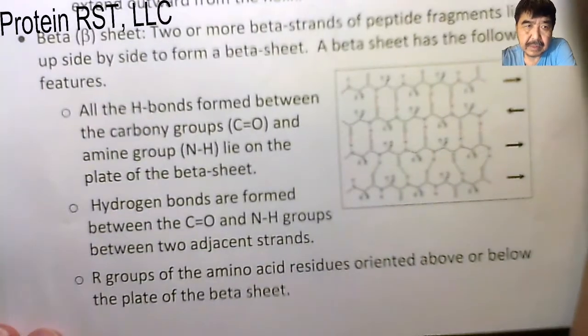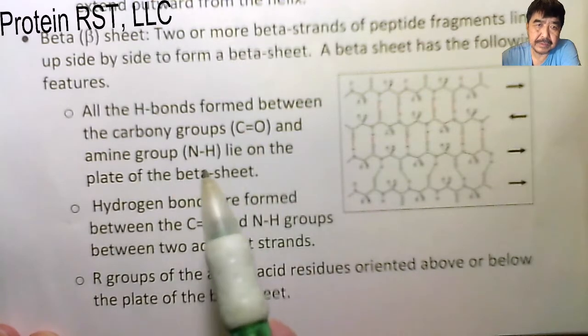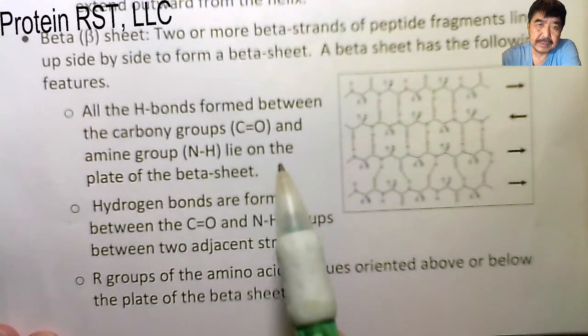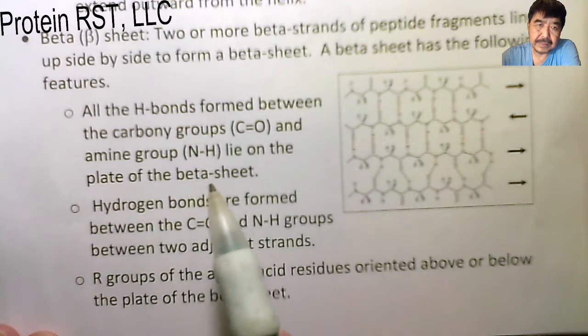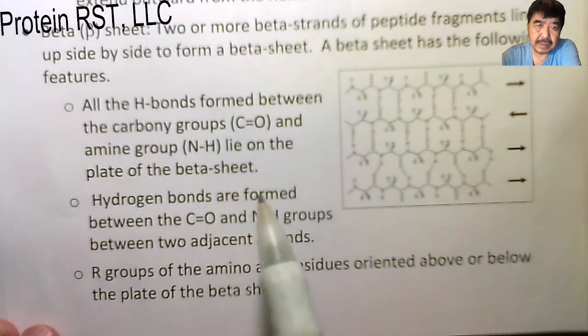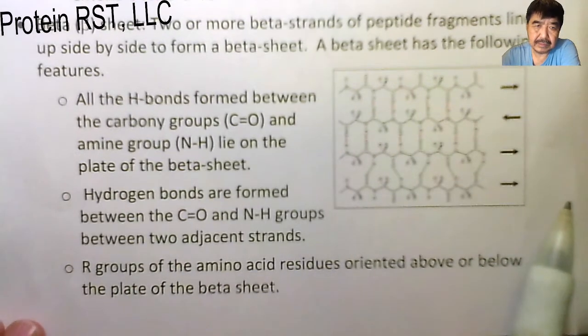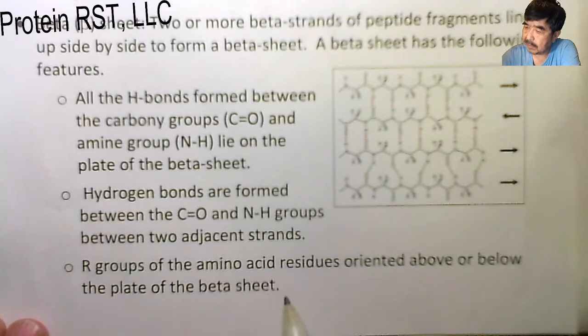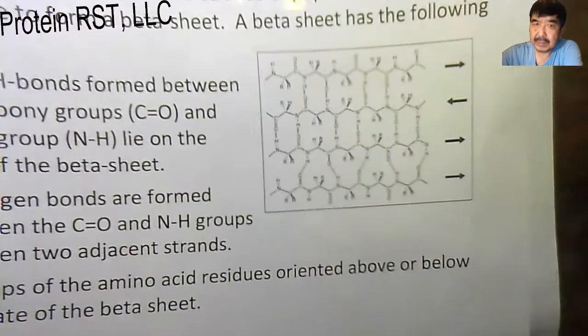The first one, all the hydrogen bonds formed between carbonyl groups and amine groups line up on the plane of the beta sheet. Hydrogen bonds are formed between carbonyl and amine groups between 2 adjacent strands. The R groups of the amino acid residues are oriented above or below the plane of the beta sheet. This is the model here.